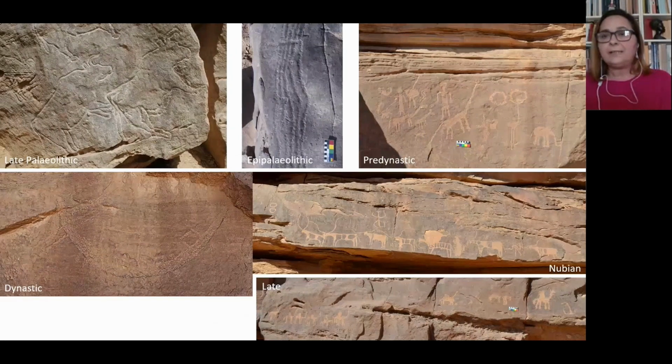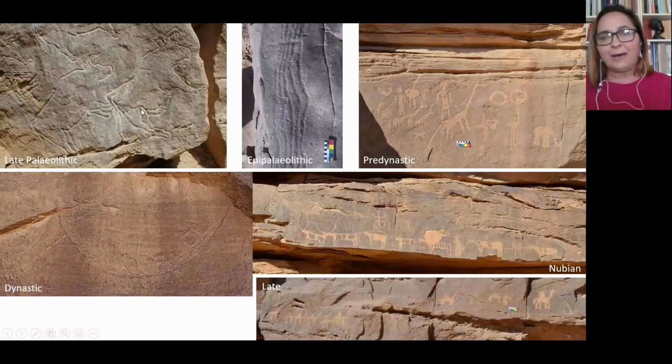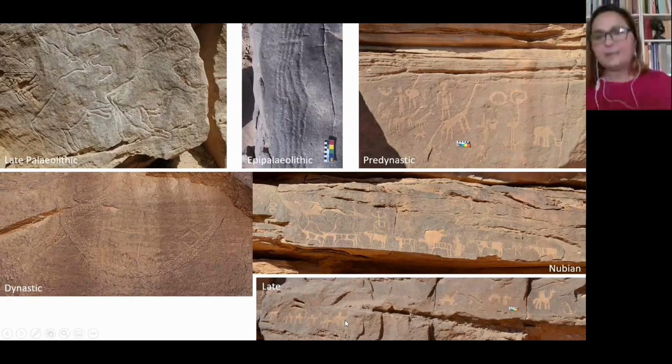The rock art in the First Cataract region is very old and really spans from the late Paleolithic up to modern times. You can see here some examples of late Paleolithic rock art, where aurochs were a common feature. Then the geometric patterns of the Epipaleolithic art, and the pre-dynastic rock art that is very, very common and very rich in the area. Dynastic, pharaonic-related rock art, but also Nubian-related rock art. And then there are also later times, with camels.